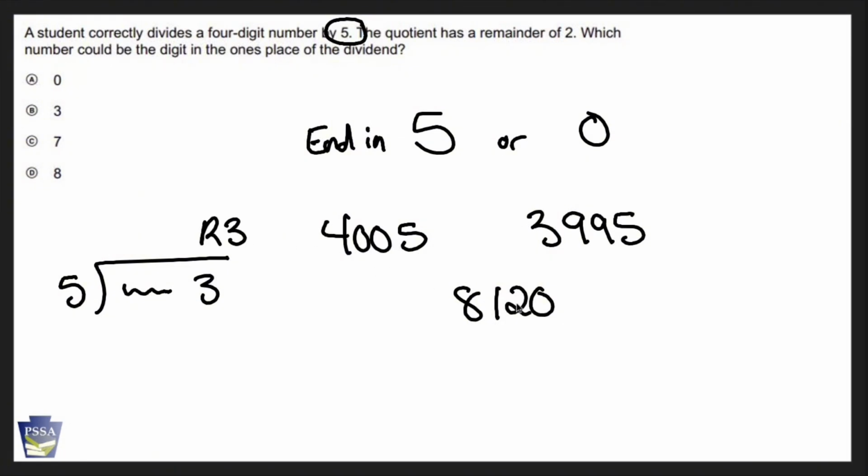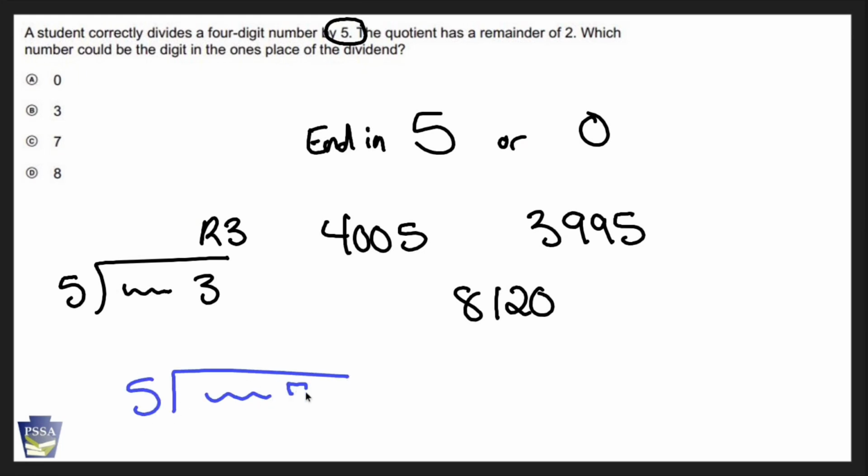Okay, so you can't end something in 3 and divide it by 5 and have a remainder of 2, because no matter what, it's either going to end in 5 or 0, and in this case it's going to end in 0, so no matter what, you're going to have a remainder of 3. So that's not it. What about 7?